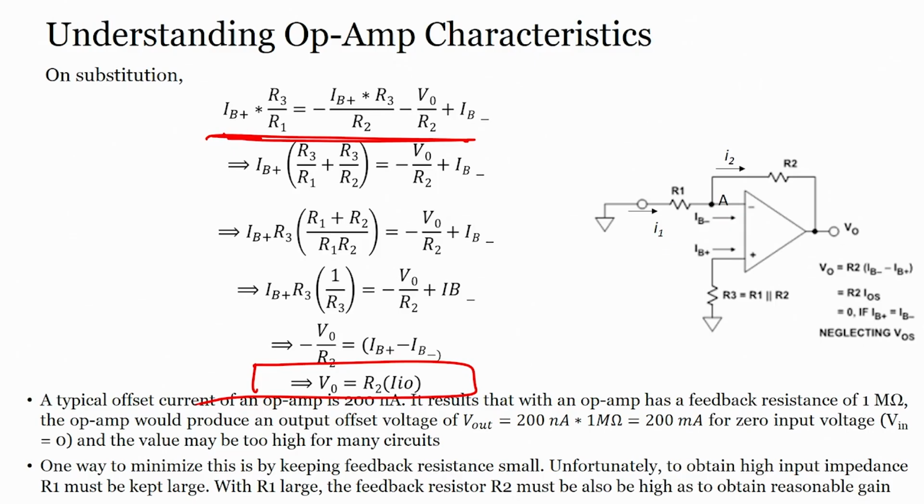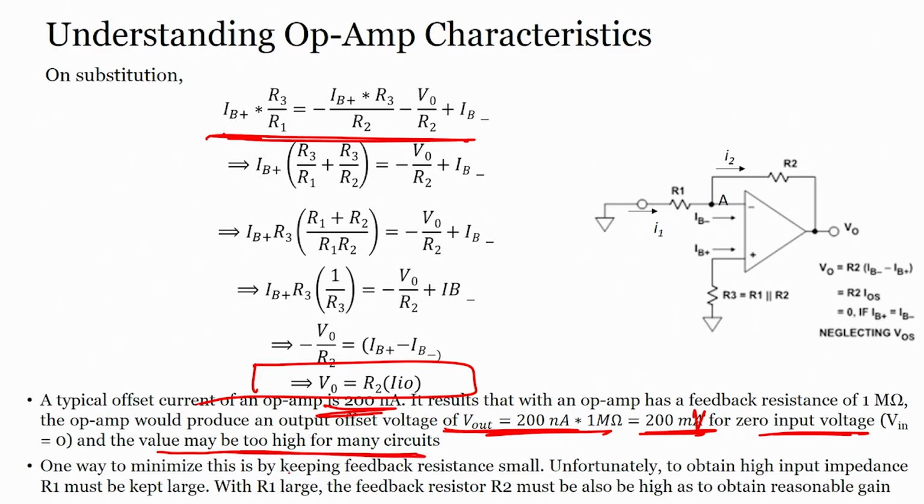Now, a typical offset current of an op-amp is 200 nanoampere. It results that with a feedback resistance of 1 megohm, the op-amp would produce an output voltage of 200 nanoampere times 1 megohm, which is 200 millivolts, for zero input voltage. This much change, some 200 millivolts, is generated at the output, and the value may be too high for many circuits.